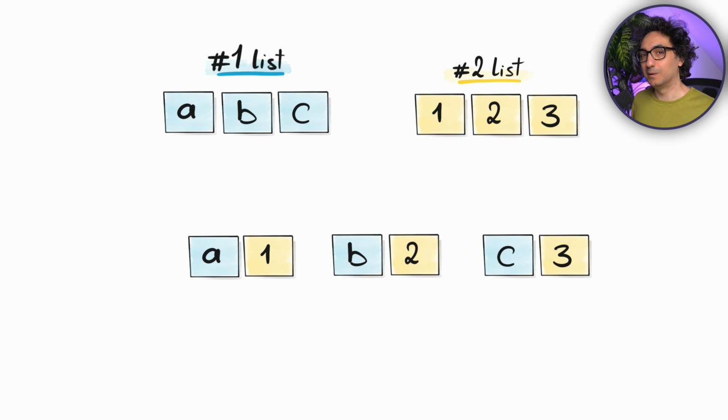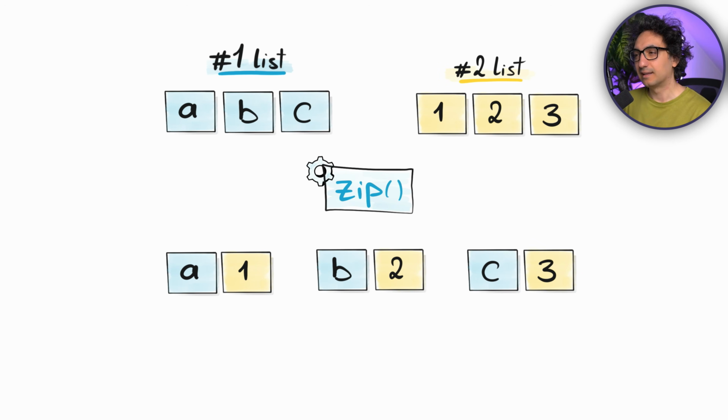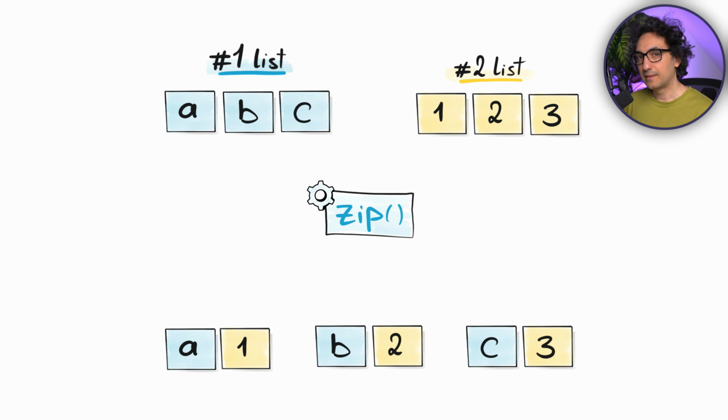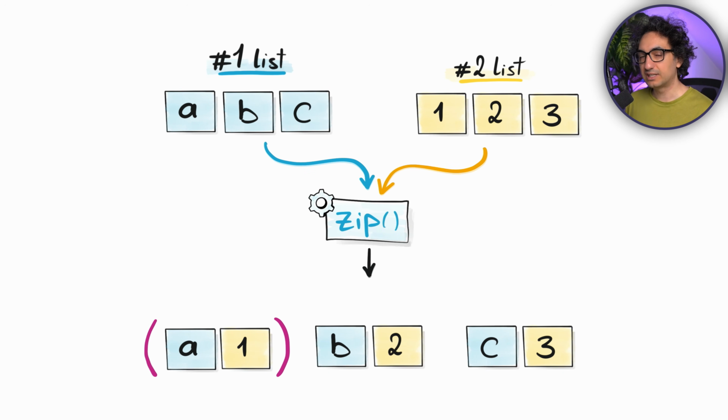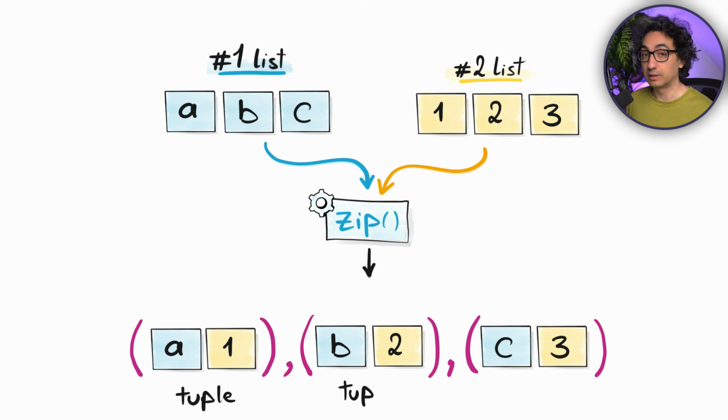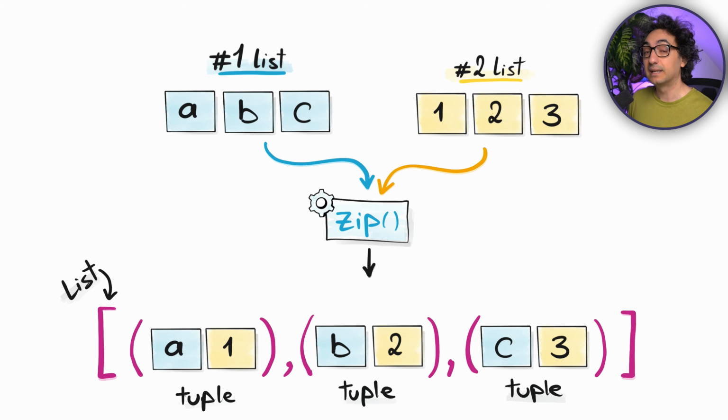And for that, we use the function zip. There are a few things you have to pay attention to here. The output, as you can see, has the pairs between parentheses, and this is what we call tuples. It's also a data structure. So that means the output of zip is going to be a list of tuples, so it is something nested.